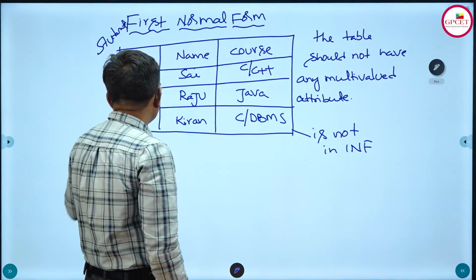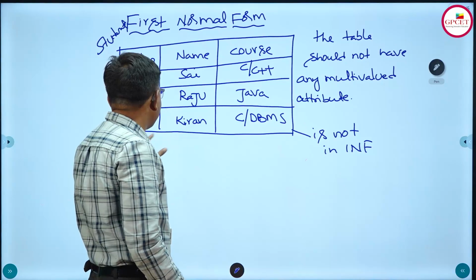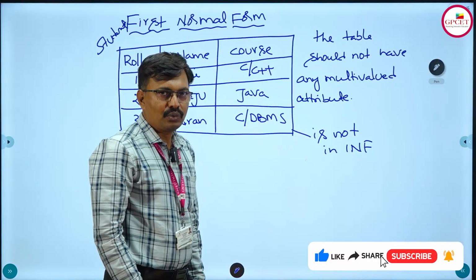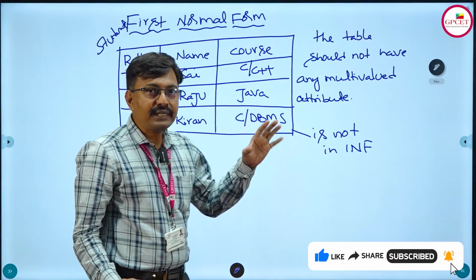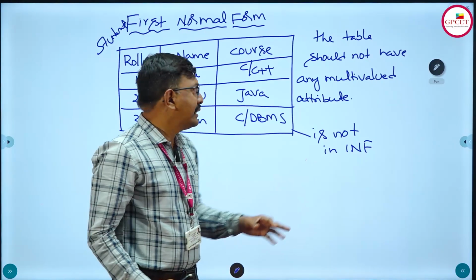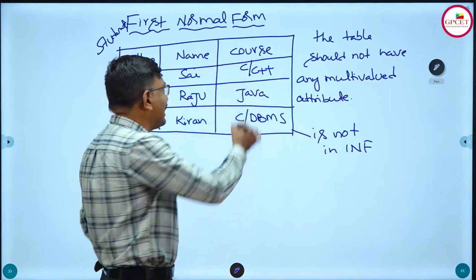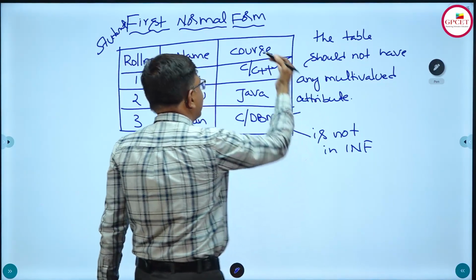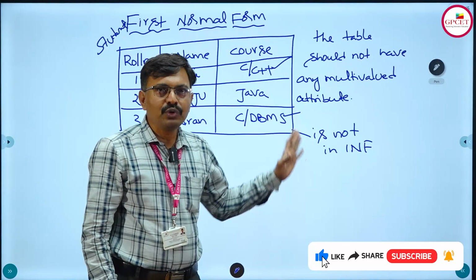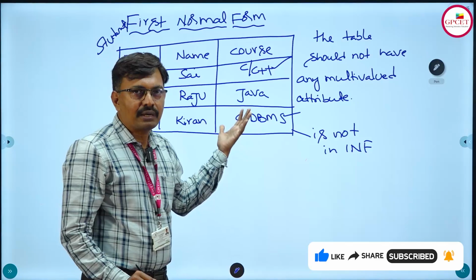Why? Because we have 1 Sai, C or C++; 2 Raju, Java; 3 Kiran, C or DBMS. These are multi-valued attributes. What does first normal form state? Simple or individual or atomic values. The table should not have any multi-valued attributes, but here multi-valued attributes are present. That's why the table is not in first normal form. From a GATE point of view, they may ask whether the given table is in first normal form, and the answer is that it is not.